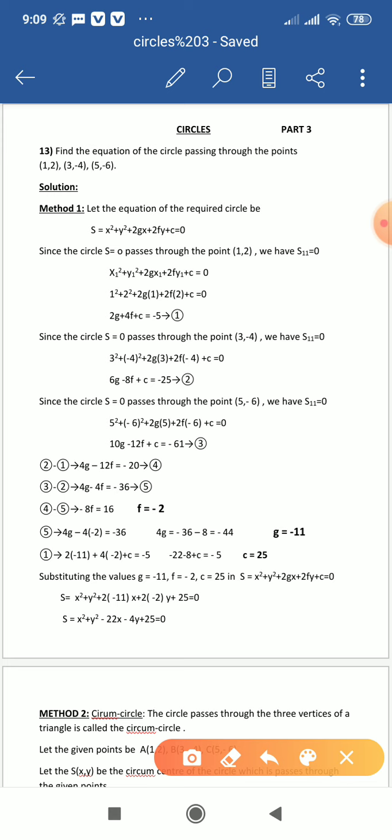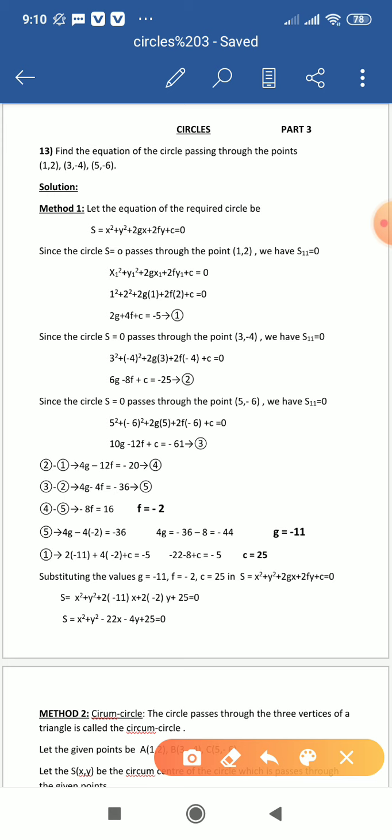Here we remember, when we say the point P is on the circle, what is the condition? The condition is S11 is equal to 0. What is S11? x1 square plus y1 square plus 2gx1 plus 2fy1 plus c, that is S11. If that is equal to 0, then we say that the given point is on the circle. Okay. Now today we use that condition.